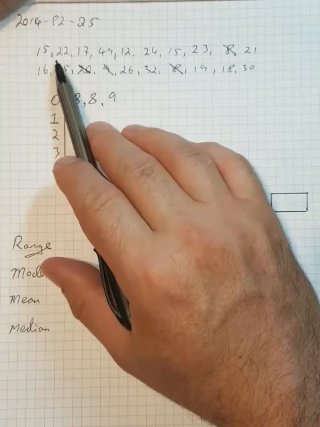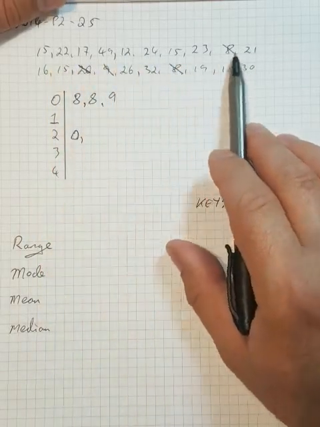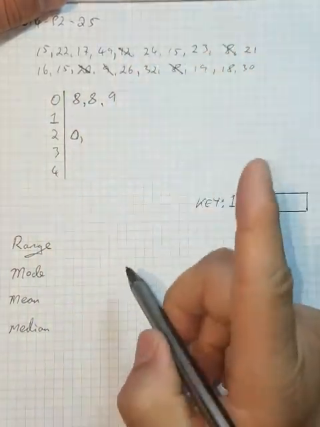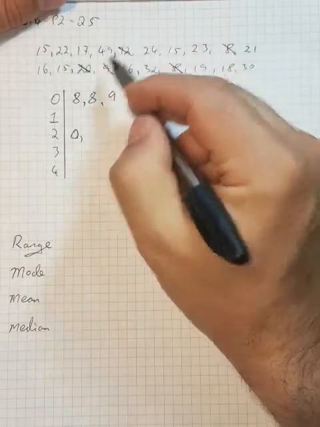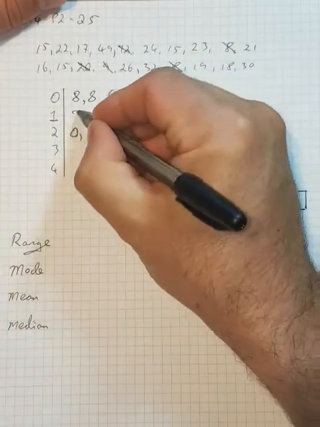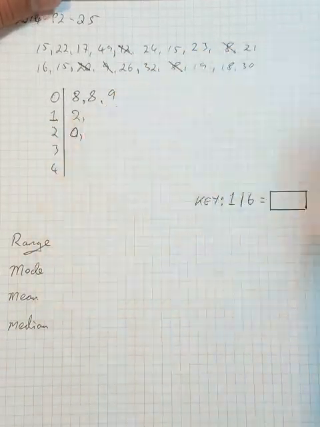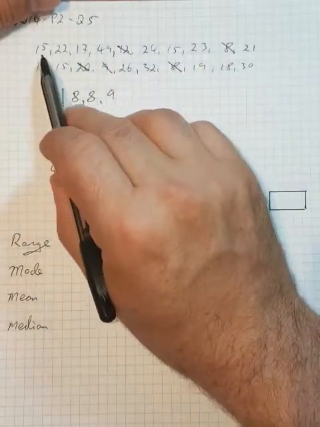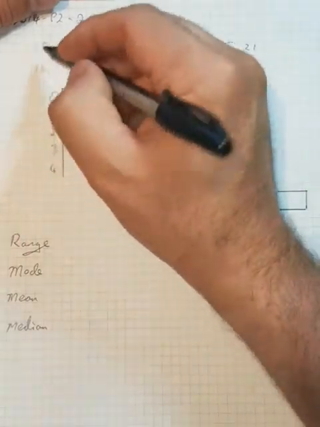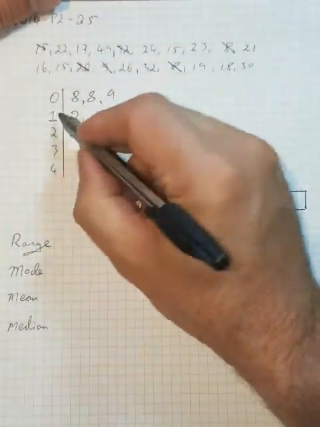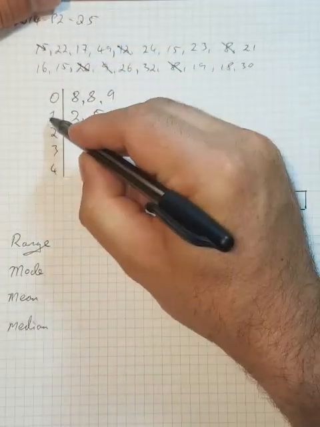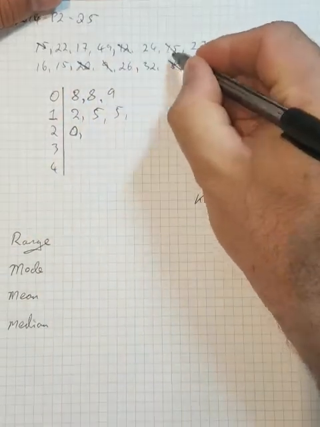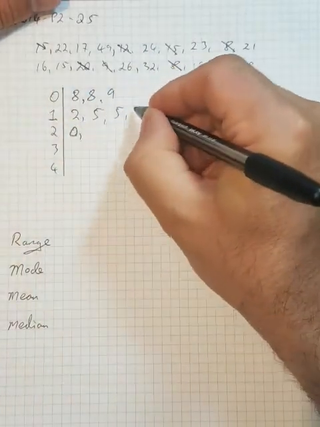Okay, so let's look. What's the next biggest number that we have in our set of data? It's this number here, 12. So 12 is 1 ten and 2 units. So we have our 1 ten and our 2 units. So 10 and 2 is 12. Do we have any more 12s? No, but we do have 15. So that's 1 ten and 5 units. We have another 15.